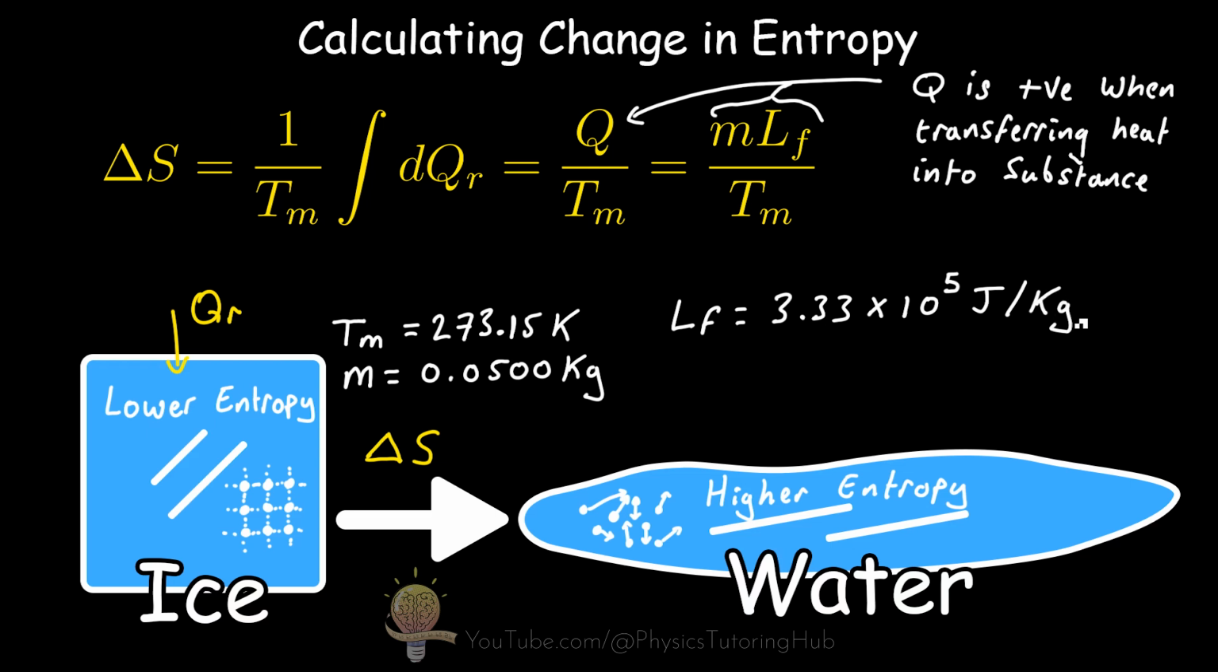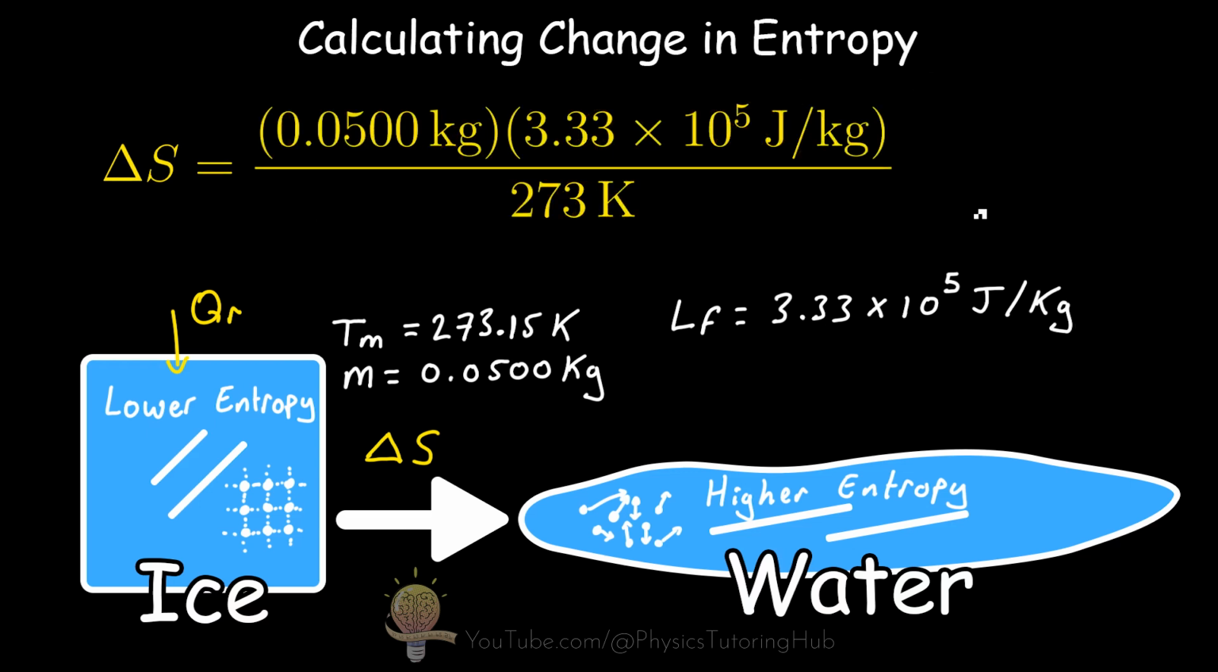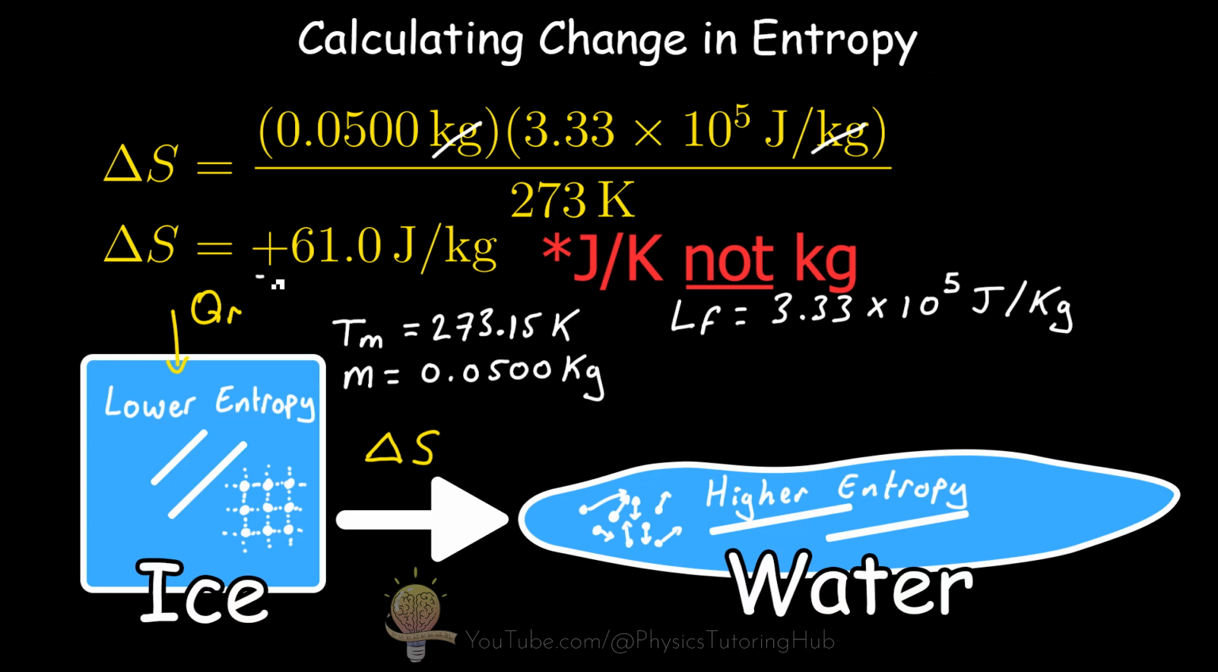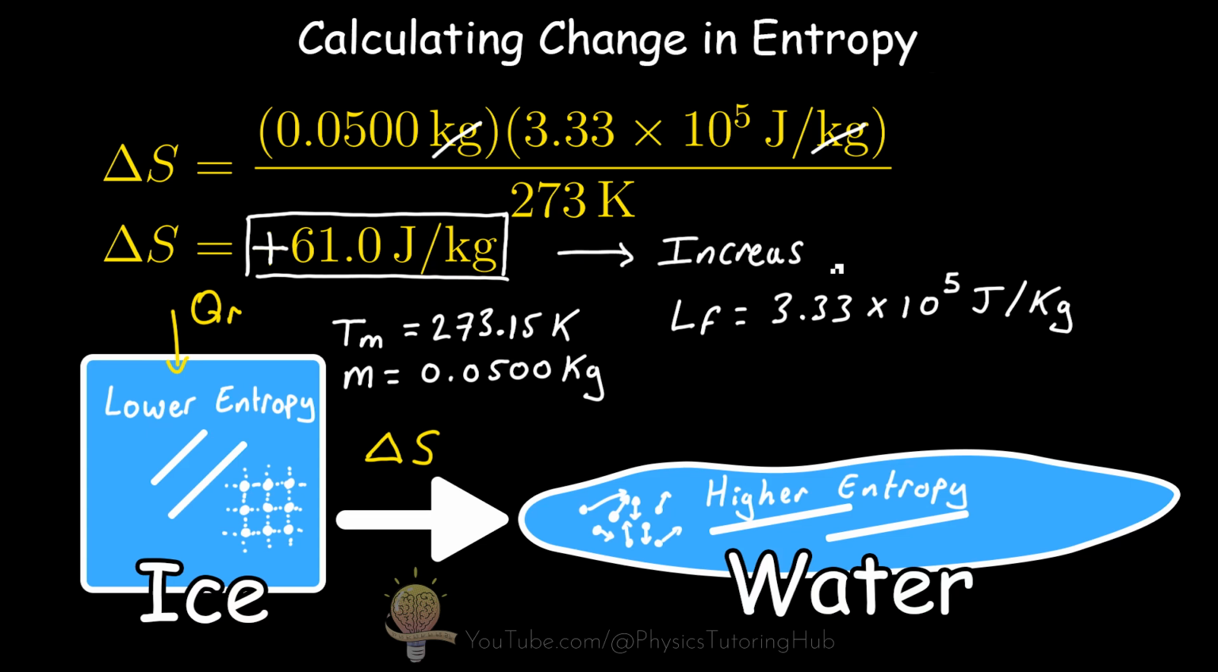joules per kilogram. We can then divide this by the temperature of ice as it's melting, which is 273 Kelvin to 3 significant figures. So after we plug this into our formula, we get an increase in entropy of a positive 61.0 joules per Kelvin to 3 significant figures.